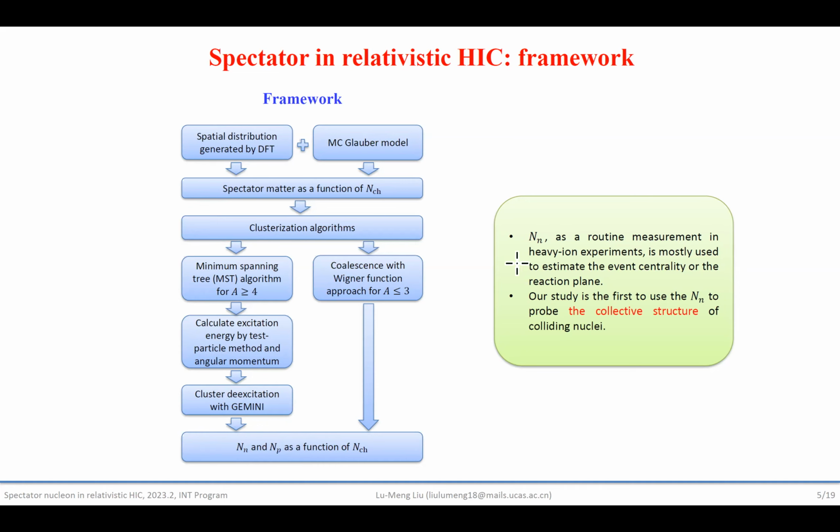It should be noted that the free spectator neutron is a routine measurement in heavy ion collisions, but it is mostly used to estimate the event centrality or the reaction plane. Our study is the first to use the free spectator neutron to probe the nuclear structure.